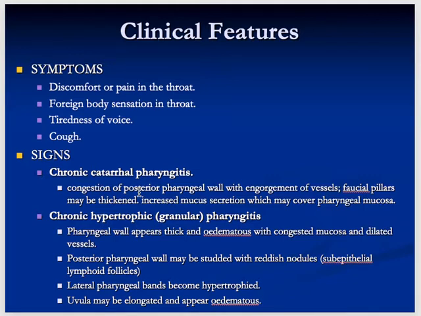So the signs are more important, like in chronic catarrhal and in chronic granular. In catarrh you will see the congestion of the posterior pharyngeal wall with engorgement of vessels. Faucial pillars may be thickened, with increased mucous secretions which coat the pharyngeal mucosa. Whereas in chronic hypertrophic granular, the pharyngeal walls appear thick and edematous with congested mucosa and dilated vessels. The posterior pharyngeal wall may be studded with reddish nodules. Lateral pharyngeal bands become hypertrophic. Uvula may be elongated and appear edematous.